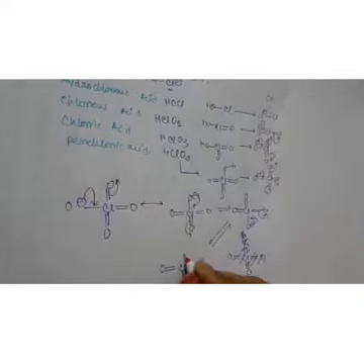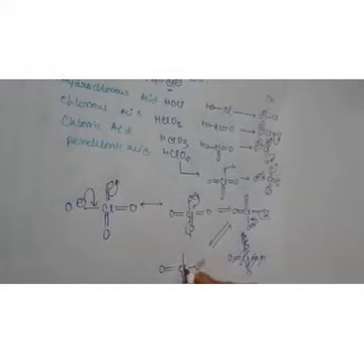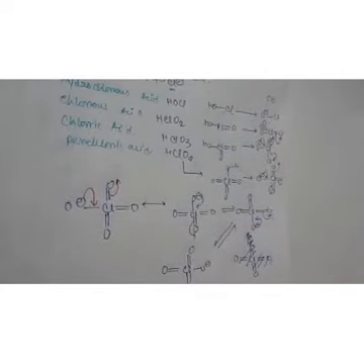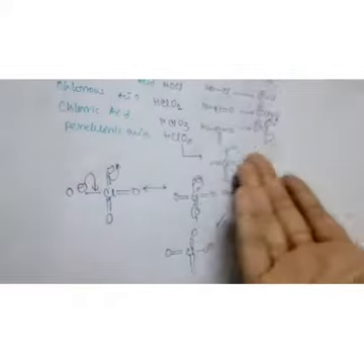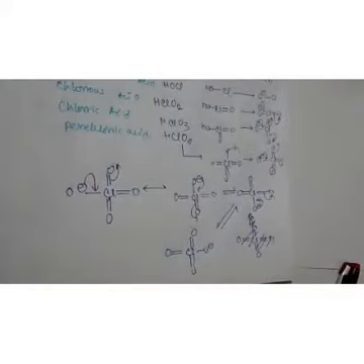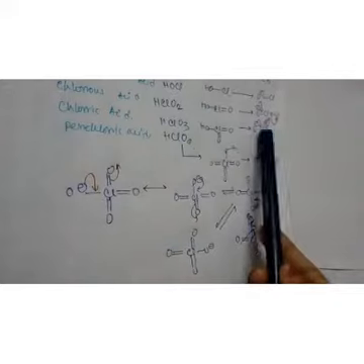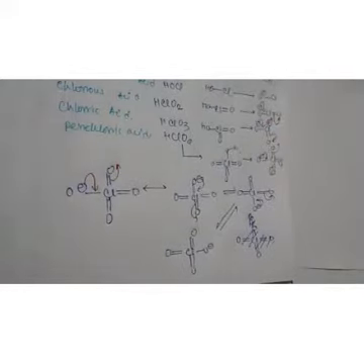So in case of perchloric acid, 4 equivalent structures are possible. In case of chloric acid, 3 equivalent resonating structures are possible. Like that way, when it is chlorous acid, it will give 2 equivalent resonating structures. The more equivalent resonating structures, the more stable that anion, that conjugate base, will be.